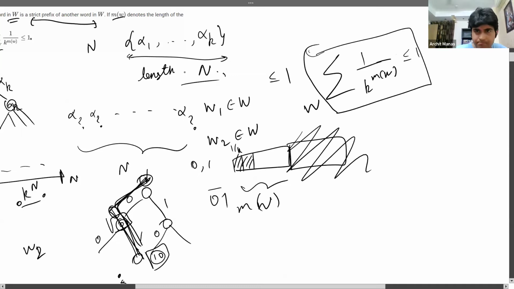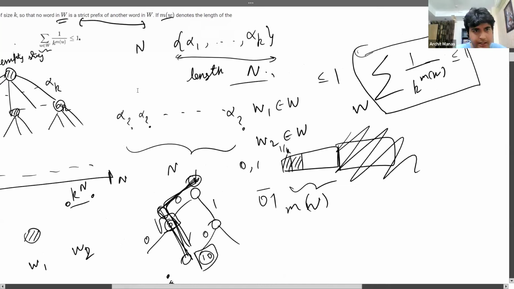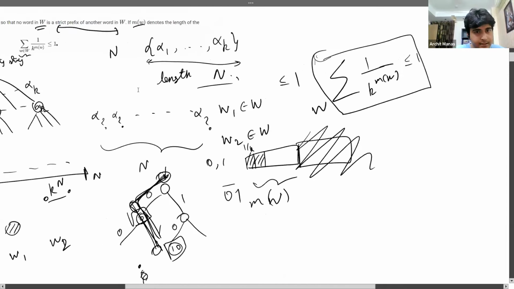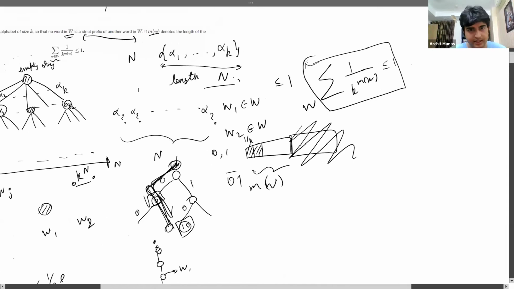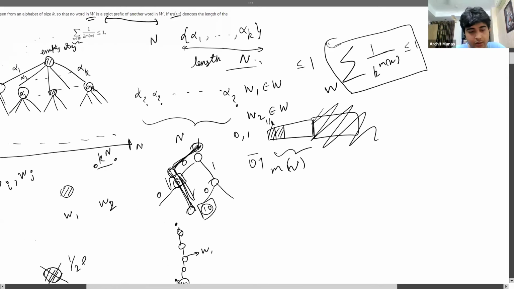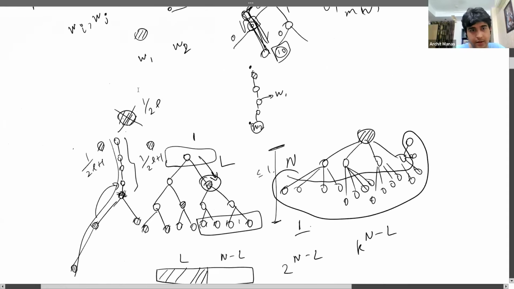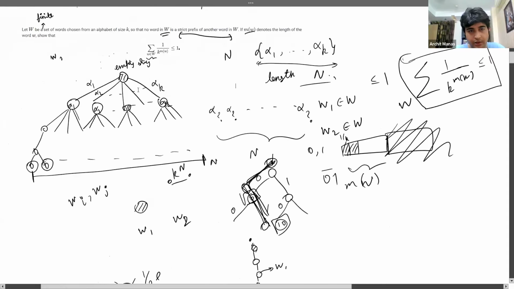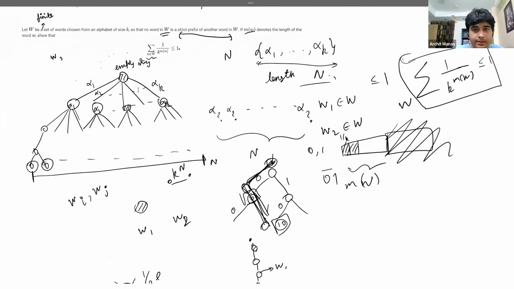So expected value, of course, is a little overkill here. You don't need that. But yeah, this is the random idea. And you'll find that, of course, these are essentially the same thing, right? So the probability idea, if you were to convert that into the double counting idea, it would basically become counting the pairs of strings, W and W prime, such that one is a prefix of the other. Okay, any questions?